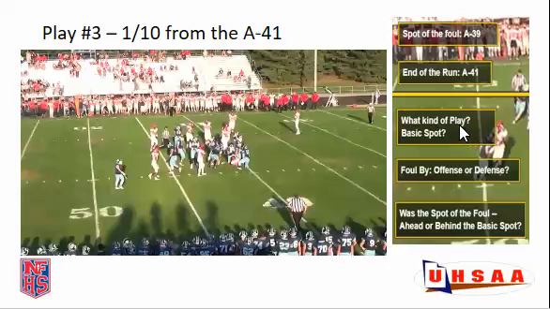So what kind of a play is this? This is a running play. Our basic spot will be the end of the run, which is the 41. This is a foul by the defense that was behind the basic spot.